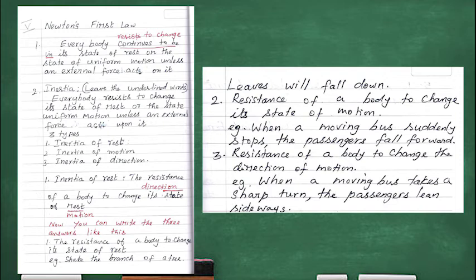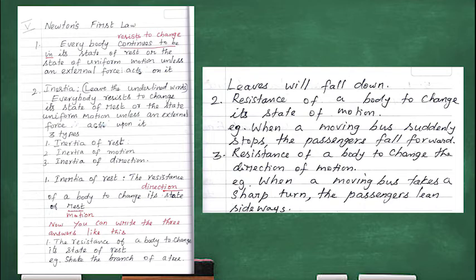Already it is at rest. If you give a slight jerk, it falls down. Then the second one will be inertia of motion. I have given the example: when a moving bus suddenly stops, the passengers fall forward. You would have had this experience so many times. When you travel in the bus, all of a sudden it stops. Now what happens? We all fall forward.